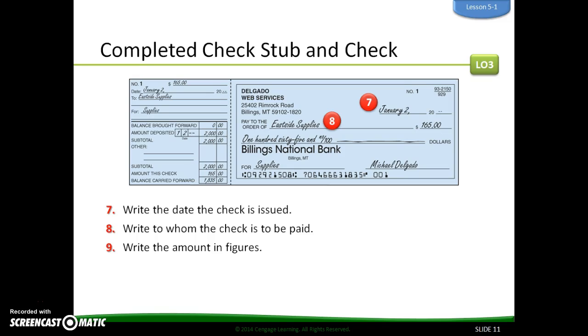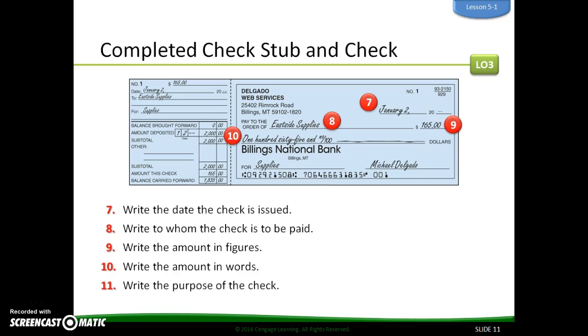Okay. The other part you want to do is write the amount of the check in figures, so 165.00. And then you want to write the amount of the check in words, 165, and you can see no over 100. The other thing you want to remember when you're looking at this 165, you always hyphenate numbers from 21 to 99. Numbers below 20, you don't have to hyphenate.